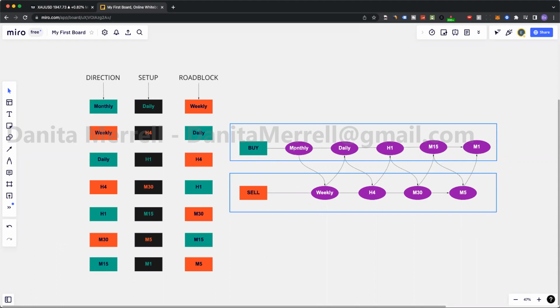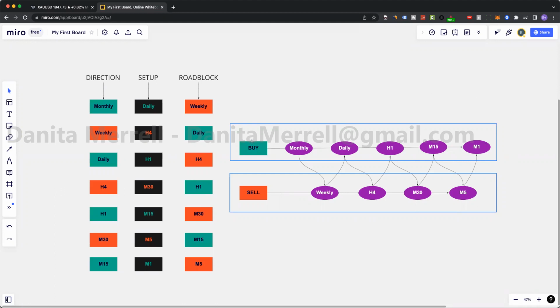So if I have monthly buys, then I should have weekly sells. If I have weekly sells, then I should have daily buys. If I have daily buys, I should have H4 sells, H1 buys, M30 sells, M15 buys, M5 sells, M1 buys. Okay, that's how the market is broken down fractally.